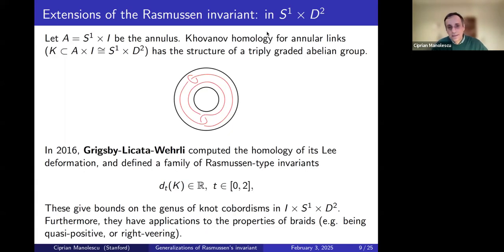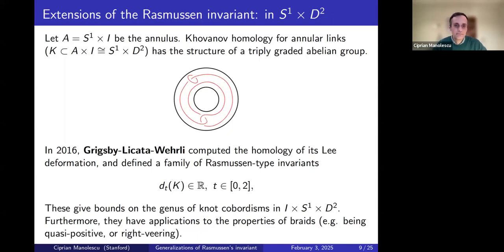And because you have three gradings, you don't just get one Rasmussen invariant, you get infinitely many of them, but they depend on a parameter in [0, 2]. And all of them give you bounds on the genus of knot cobordisms in I times the solid torus. So now we're talking about knots or links in the solid torus, and we're talking about cobordisms in an interval times the solid torus, just like before, we had an interval times S3.